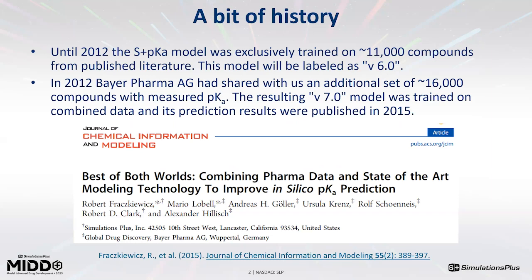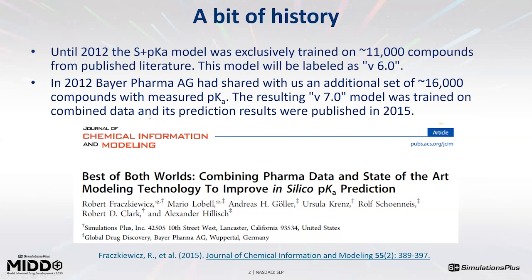In 2012, we already had a model that was trained on about 11,000 compounds taken from published literature. This model was labeled as version 6. I use this way of labeling because it's in the paper that we have published. So in order to understand the tables, we'll use that as version 6, the model trained on public compounds only.